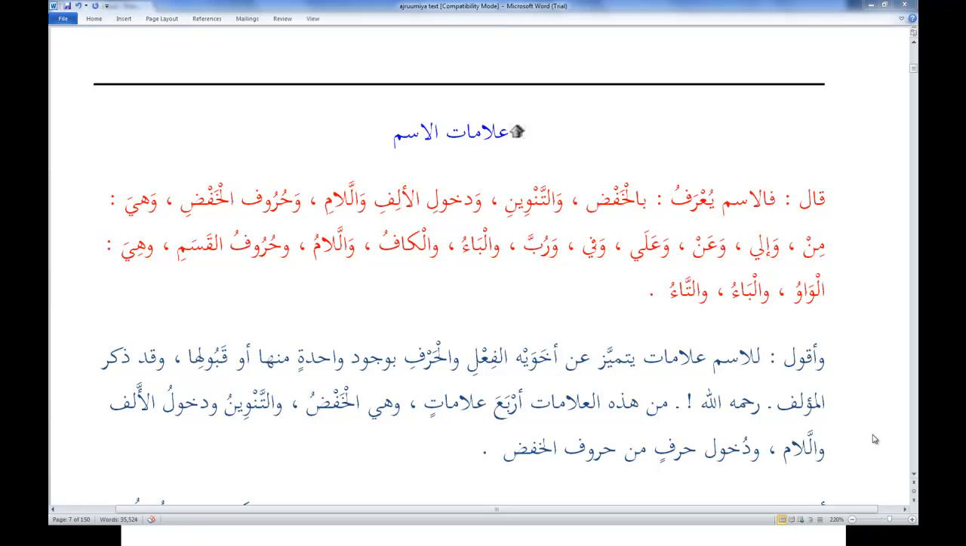Likewise ala, likewise fi, likewise al-ba, likewise al-kaf, wal-lam, all of these letters make a noun khafd, they make it with a kasra. So the Shaykh said that the alamat al-ism are four. They are وهي الخفض والتنوين ودخول الألف واللام وحرف من حروف الخفض. نعم.